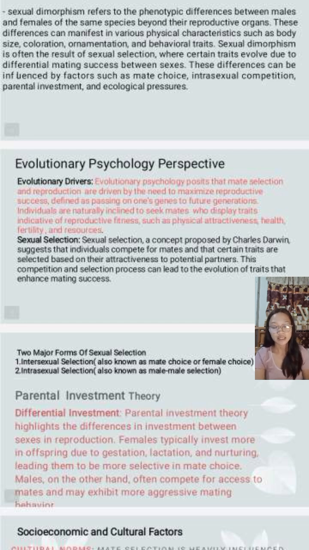Sexual selection has two major parts. First is intersexual selection, and the next one is intrasexual selection. When we say intersexual selection, this is known as male choice or female choice. Intersexual is the female choice, while the other one, intrasexual selection, is known as male-to-male selection. So intersexual is the female's choice, while intrasexual is the male selection.